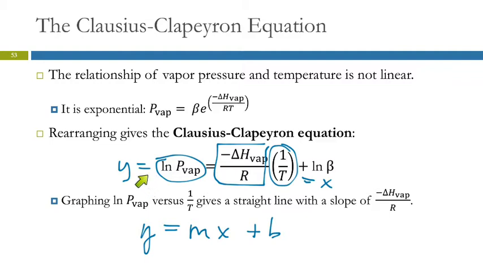So the y is the natural log of the vapor pressure, so that's what we graph on the y-axis. And we graph 1 over T, and the T there needs to be in kelvins, because you don't want to have 1 over 0. That gives us a big problem. So we use Kelvin temperatures, 1 over Kelvin temperature on the x-axis, and then the slope of that line that results will be equal to negative delta H vap over R.